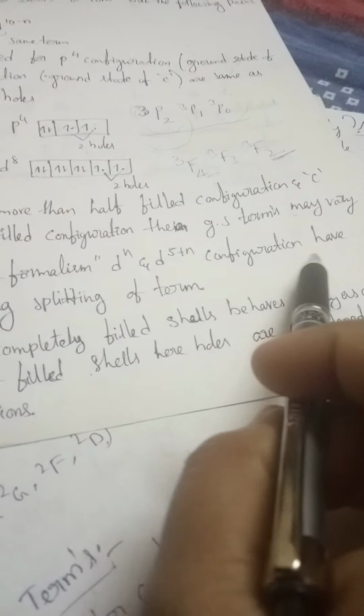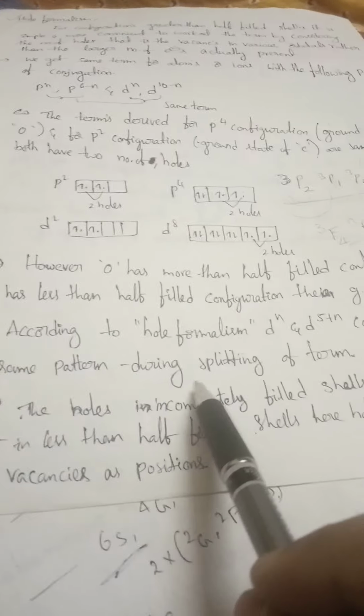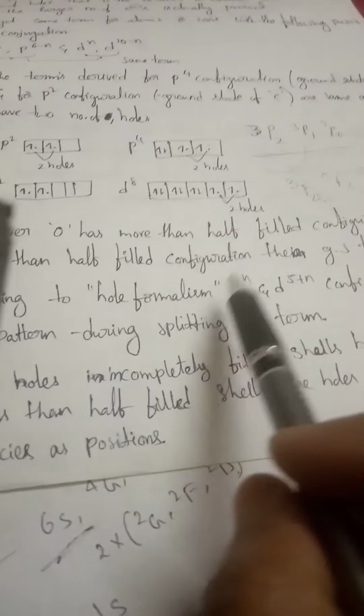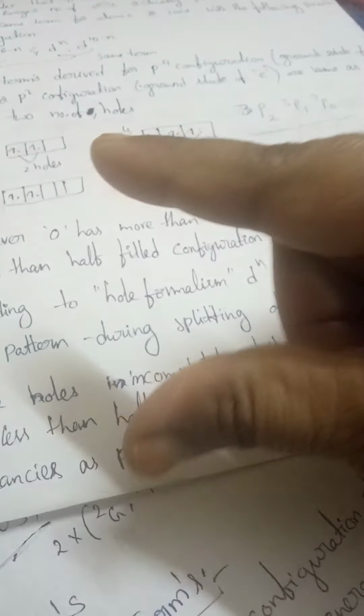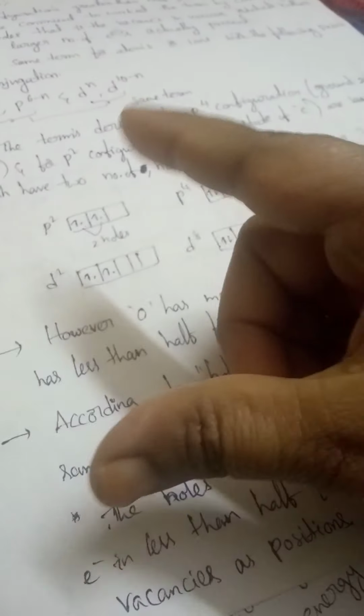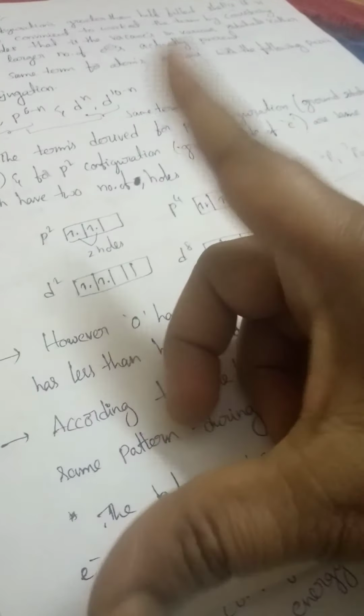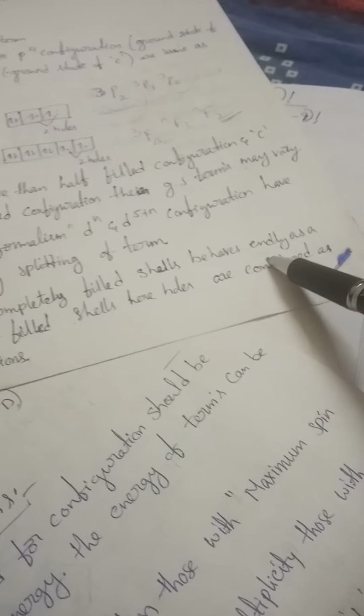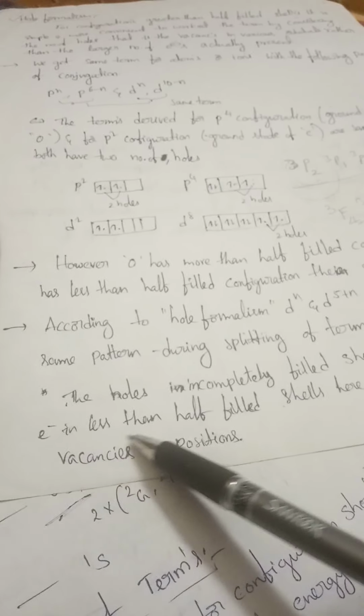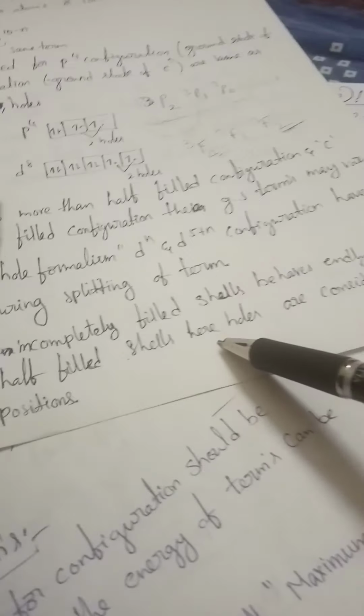According to hole formalism, dn and d5 plus n configurations have the same pattern during the splitting of terms. Pattern means how the electrons are split. For example, in the d1 case and d2, d5 plus 1 is nothing but 6. In the two cases the splitting is the same. The pattern of splitting is the same. So the overall definition is: the holes in completely filled shells behave like electrons in less than half-filled shells. Here holes are considered as vacant positions. It's called hole formalism.